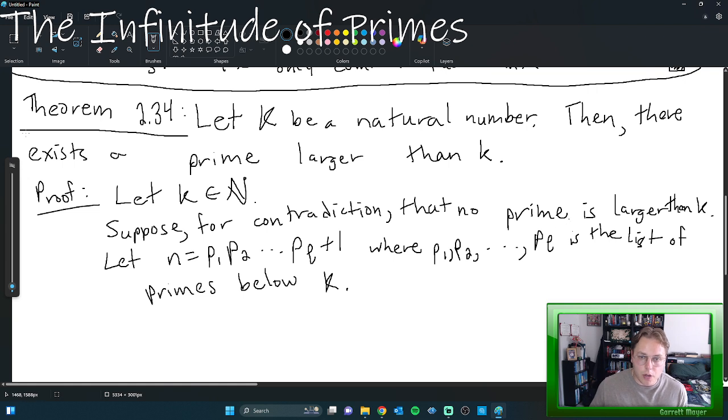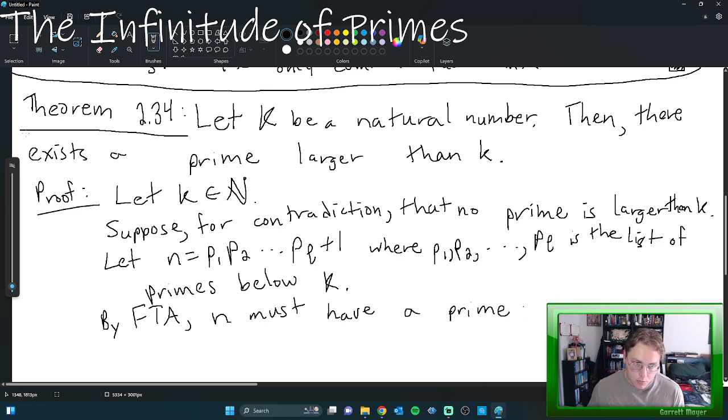So we're supposing that there's no prime larger than k, and then this is the list of all the primes below k. So that would be the list of all the primes. So by the fundamental theorem of arithmetic, n must have a prime divisor. So p_i divides n for some i in this set.